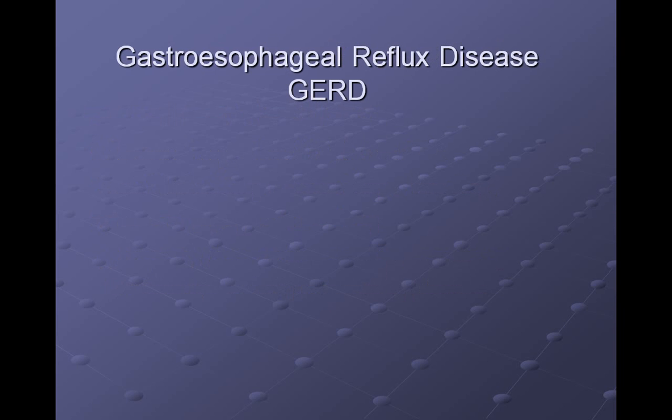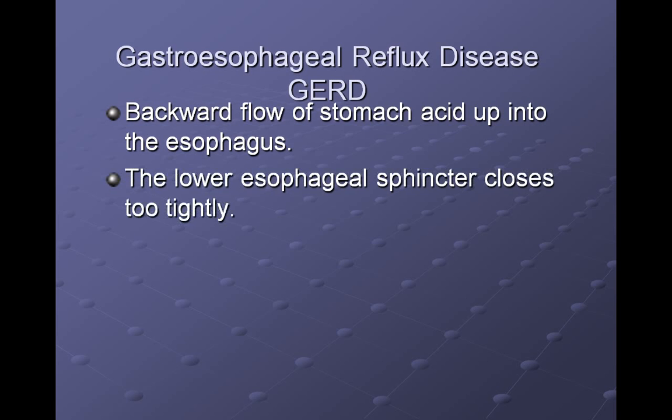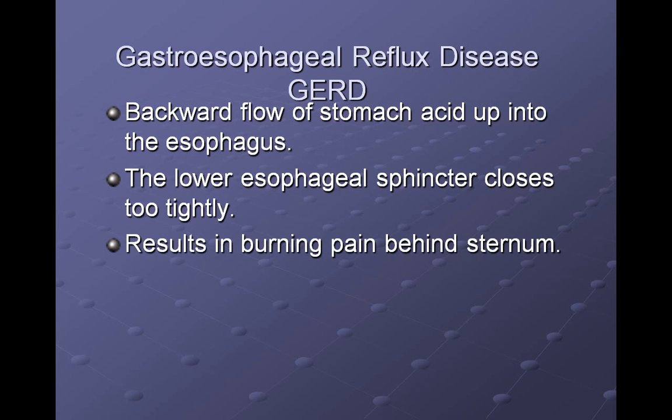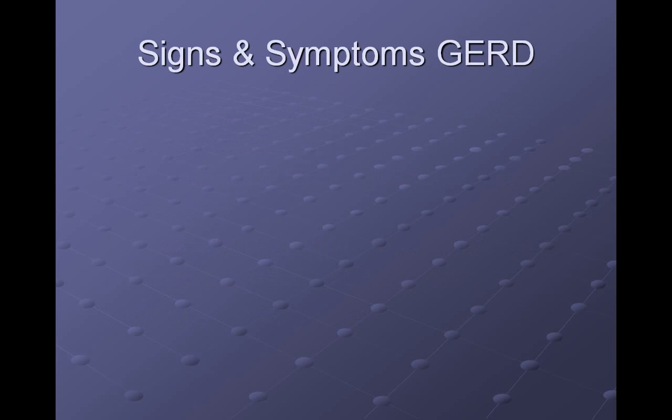The next condition, gastroesophageal reflux disease, also known as GERD. In this condition, you have a flow of stomach acid up into the esophagus. The lower esophageal sphincter closes too tightly. It results in burning pain behind the sternum. Symptoms worsen after meals, and GERD can be seen in hiatal hernia.